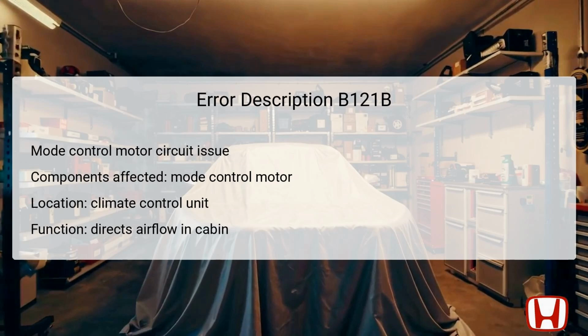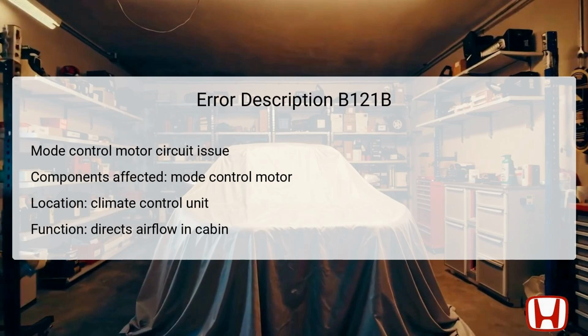The DTC B121B code indicates a problem with the mode control motor circuit, specifically referring to a short that may be present either in the wiring or components involved. The mode control motor is crucial as it directs the airflow within the vehicle's climate control system, which is essential for passenger comfort. This motor is usually located within the dashboard, connected to the climate control unit that contains several electrical connectors. The mode control motor operates by adjusting various doors inside the air distribution system, thereby regulating temperature and air distribution in the cabin.